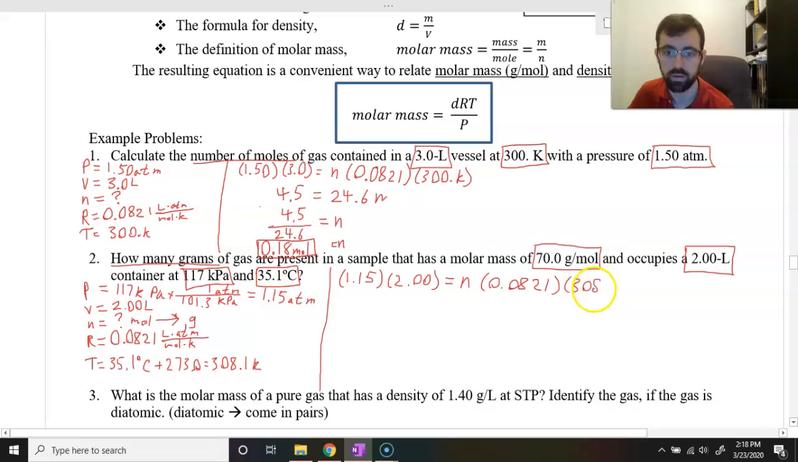PV equals nRT, so we're going to do 1.15 times our volume, which is 2.00 actually, for 3 sig figs, equals n, our unknown, times R, 0.0821, times T, which is 308.1. 1.15 times 2.00 gives you 2.30 equals, and then we have n multiplied by these numbers, 0.0821 times 308.1.